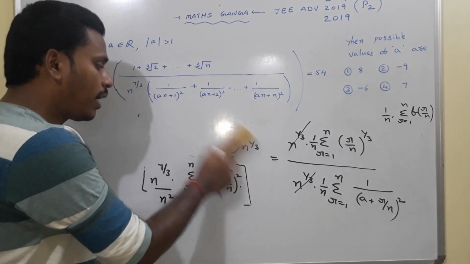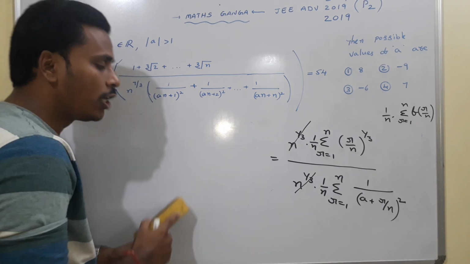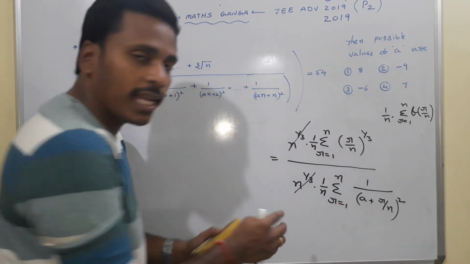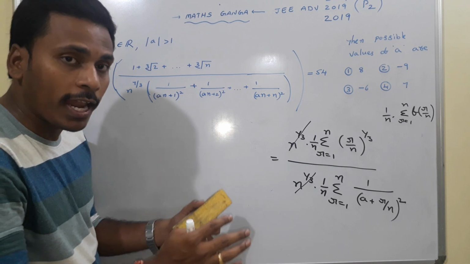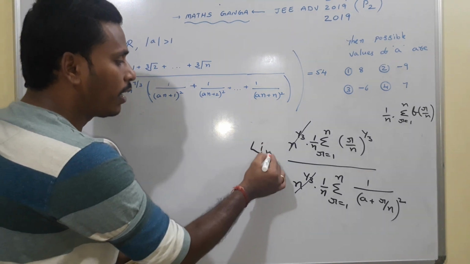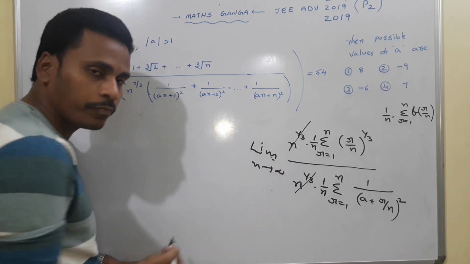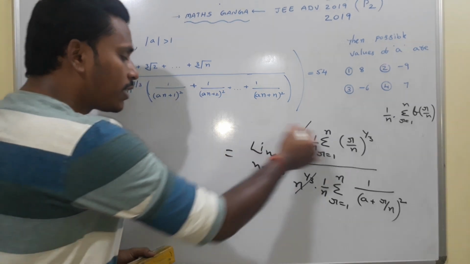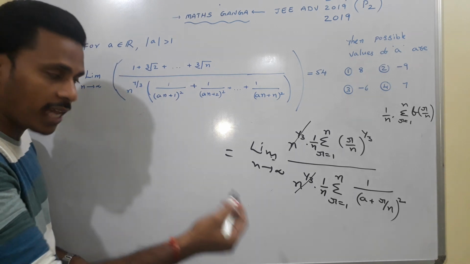Right? Now the numerator and denominator are both summations, that too limit summations, because we have the limit n tends to infinity for this one. So now I will convert this numerator as well as the denominator into an integral.